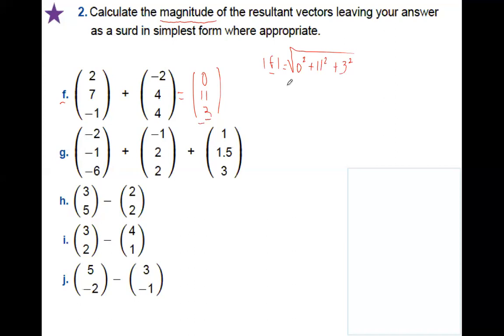Okay. 0 squared is 0. 11 squared is 121, plus 9. So 121 plus 9 is 130, yeah? Yep. And we put the square root here.